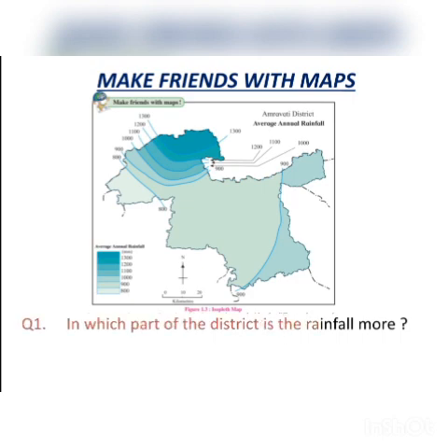Very first we need to find the biggest number on the map. And if we see, the biggest number is 1300 millimeter and it is located in the north part. Therefore, the answer is northern part of the district has more rainfall.